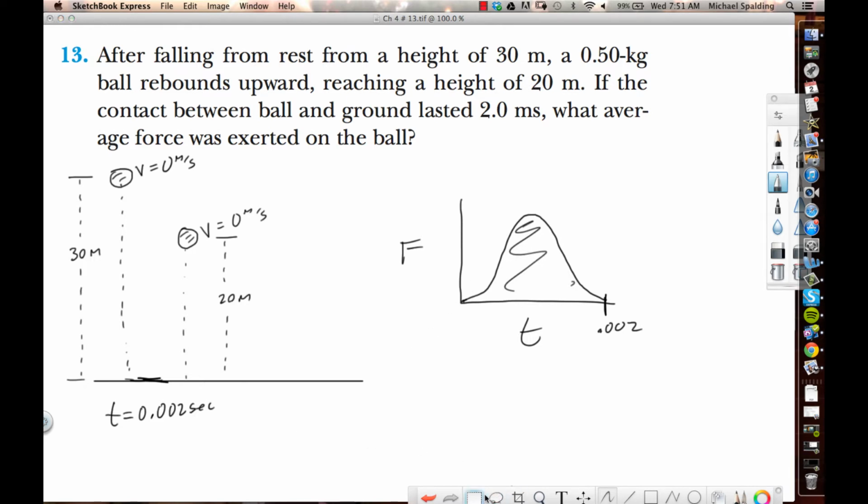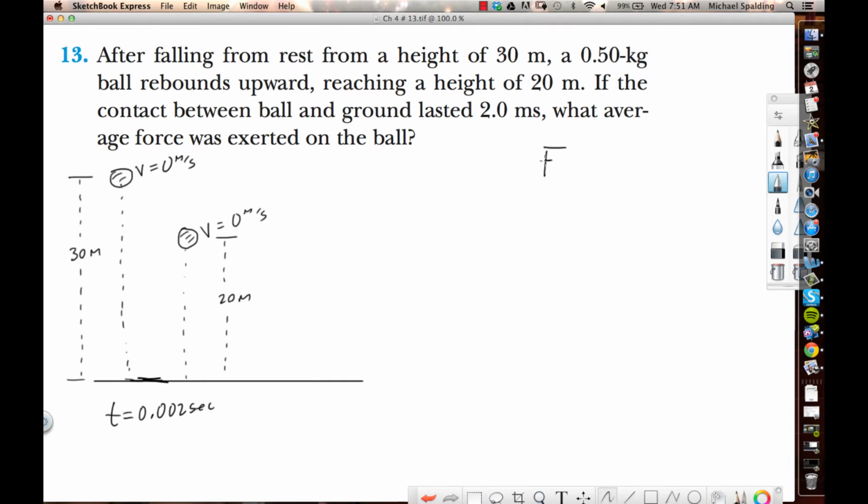So let's just replace average with net force. The net force that the ground exerts on the ball. So what's the equation for net force? F net equals what? Mass times acceleration. Do we have the mass of the ball? Yeah. All we need to find out the net force that the ground exerts on the ball is the acceleration of the ball while it's in contact with the ground.